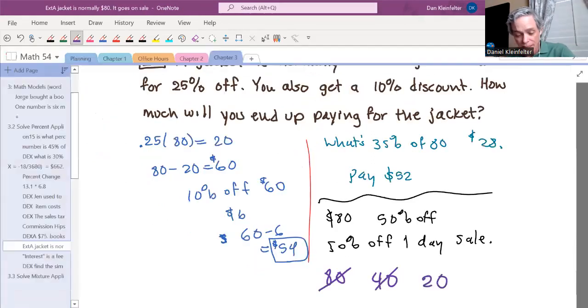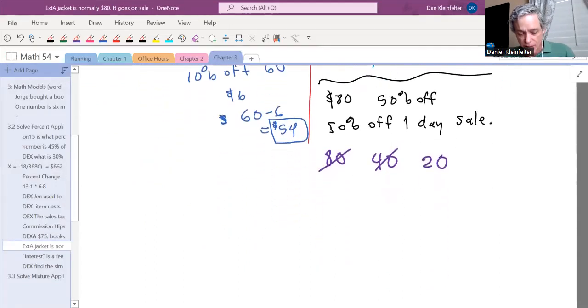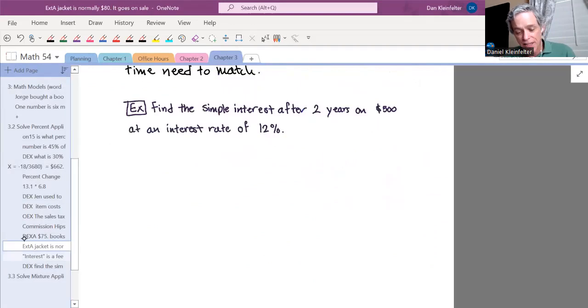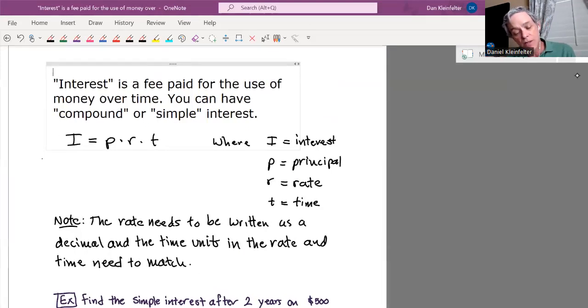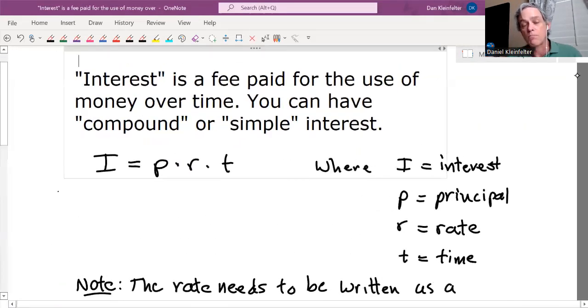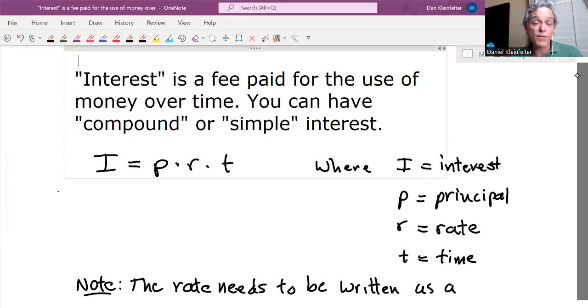So there is that. All right, so that takes us to the end of some of those applications. The last application we're going to look at has to do with interest. Interest is a fee paid for the use of money over time. If you borrow money from the bank, they don't get to use it for some other purpose. If you lend your money to somebody else so they can pay their rent or something, then you don't have the money to spend on yourself. So compensation is involved, and that's interest.